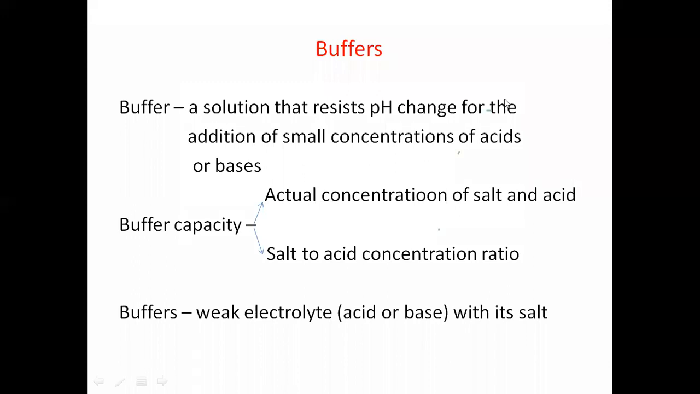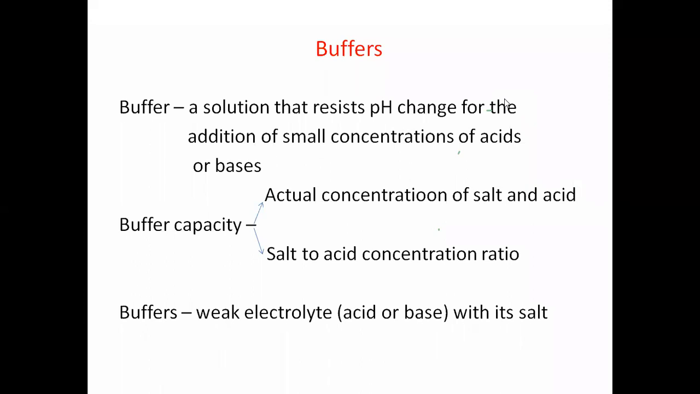Immediately, it will shift its equilibrium either towards right or towards left, depending upon the external force acting on the system. It will adjust the pH in such a way that the pH of the system remains unchanged. Such a substance is called a buffer. And this buffer capacity depends upon the actual concentration of salt and acid, and also the salt to acid concentration ratio.